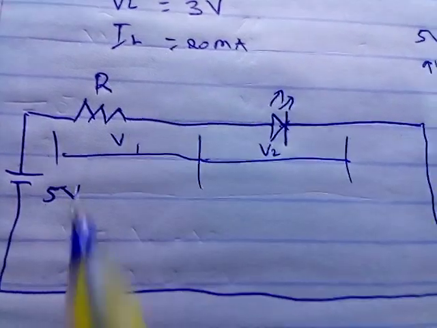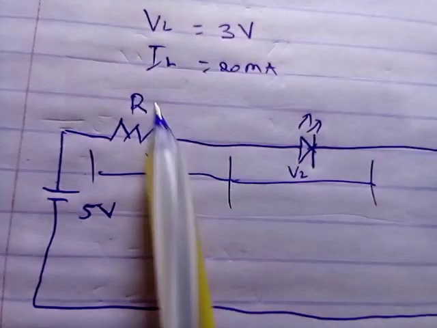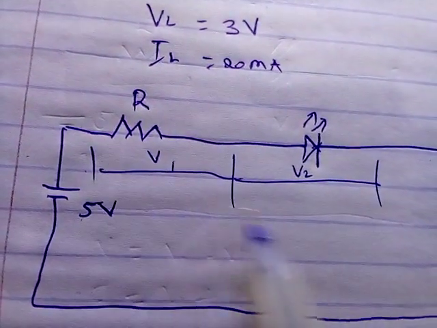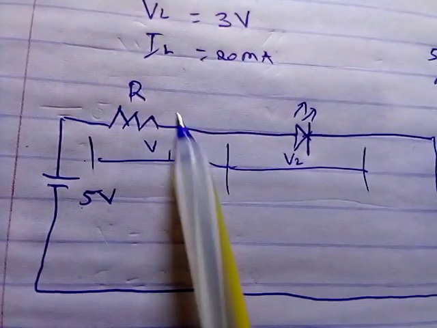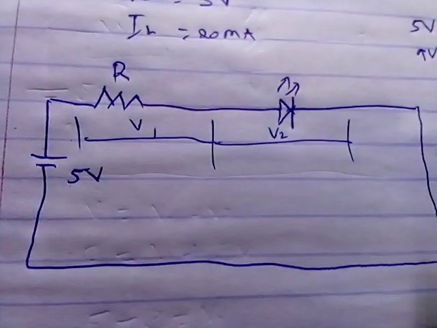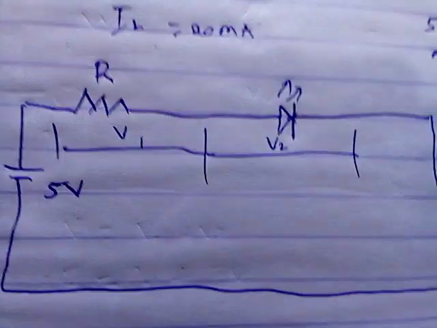Though it is rated 320 milliamps. Okay, so we don't know the value of this resistor here, so we need to calculate the value of this resistor so that we can buy a resistor and connect it in series with this LED so that the LED does not blow up. How do you calculate the value of that resistor is what we are going to investigate right now.